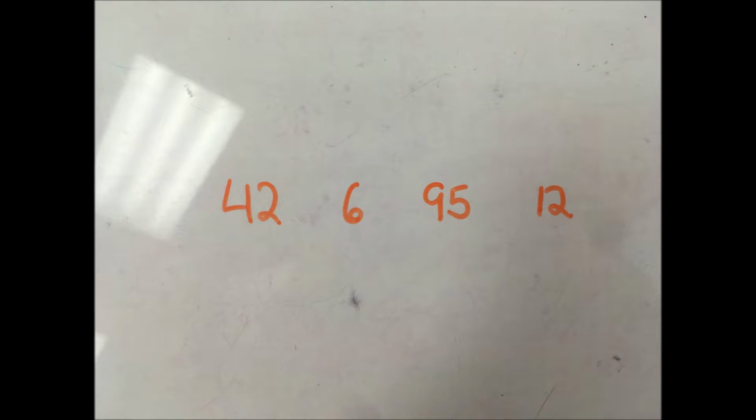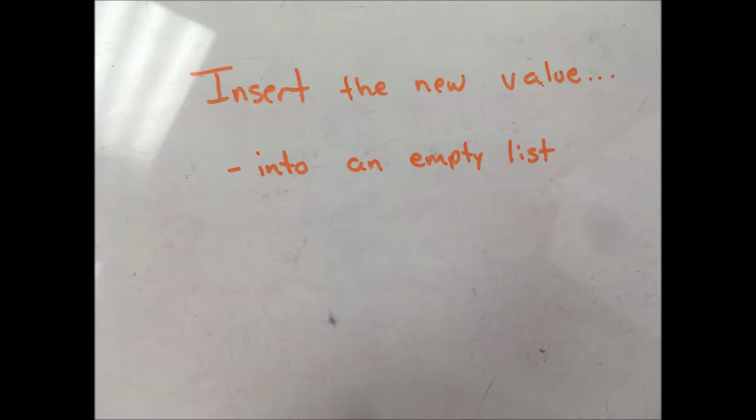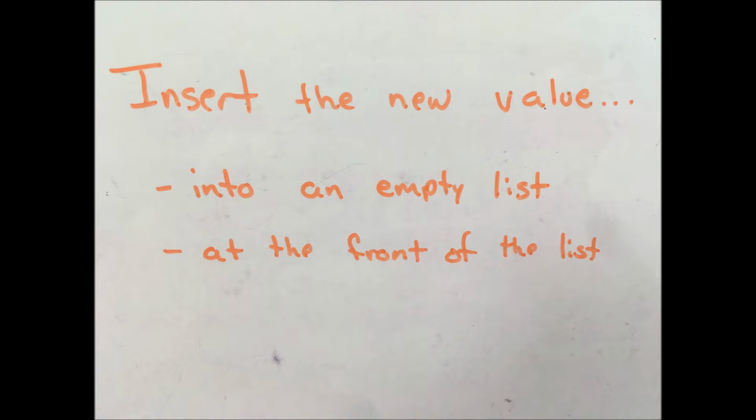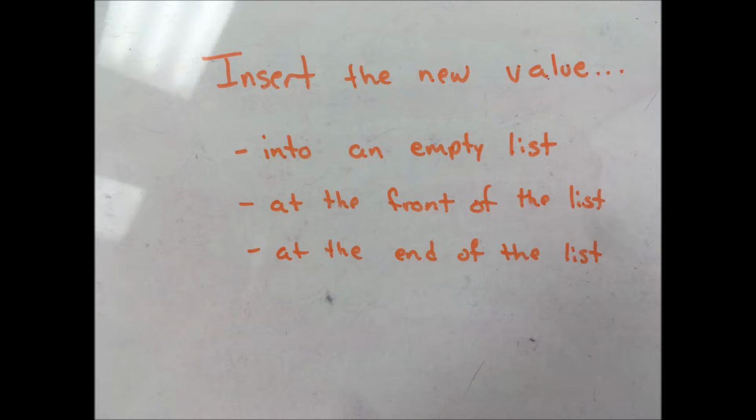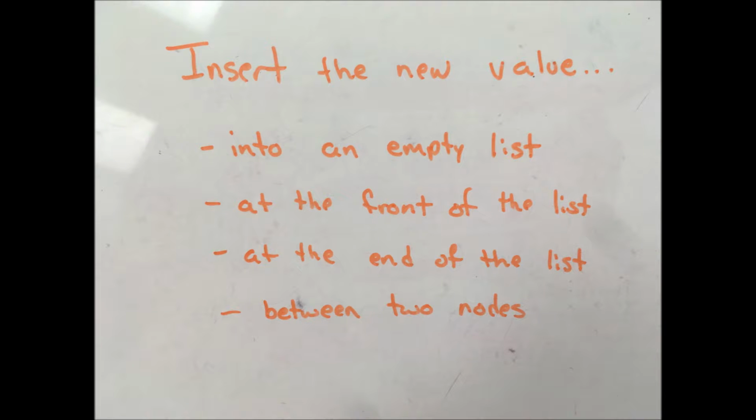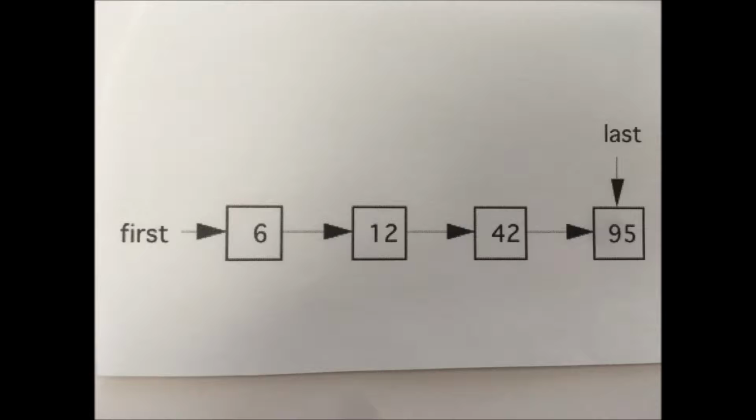If data are supplied in unordered fashion, building an ordered linked list from the data becomes a harder problem. Consider the following cases for inserting a new value into a linked list. Insert a new value into an empty list. Insert the new value at the front of the list. Insert a new value at the end of the list. Insert a new value between 2 nodes. The resulting ordered linked list would look like this.